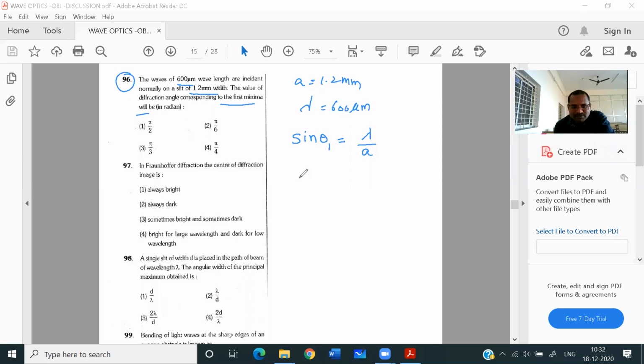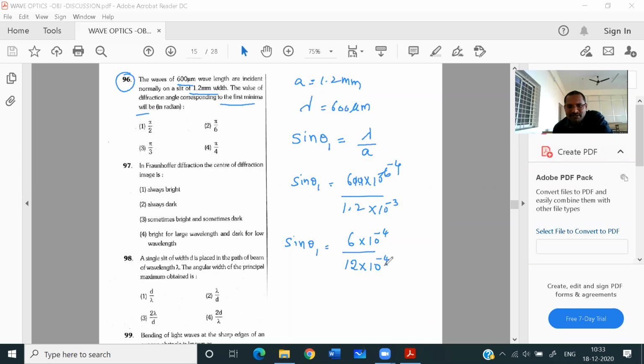So sin theta 1 is equal to lambda, which is 600 micrometers, 10 to the power of minus 6, upon 1.2 millimeters, 10 to the power of minus 3. So sin theta 1 becomes 6 into 10 to the power of minus 4. Two zeros cancel with the minus 4. 1.2 can be written as 12 into 10 to the power of minus 1. So 1.2 into 10 to the power of minus 3 can be written as 12 into 10 to the power of minus 4. Yes, we can write.